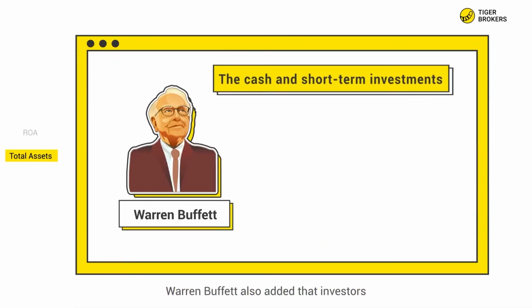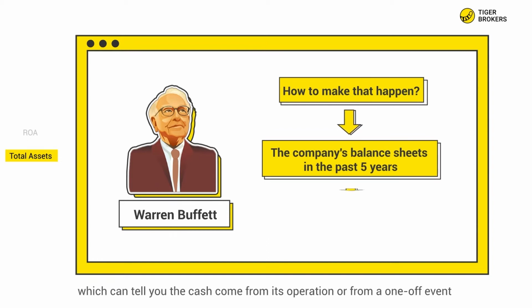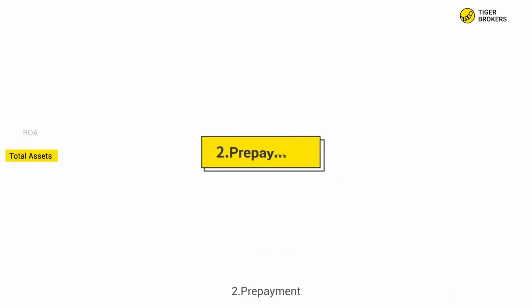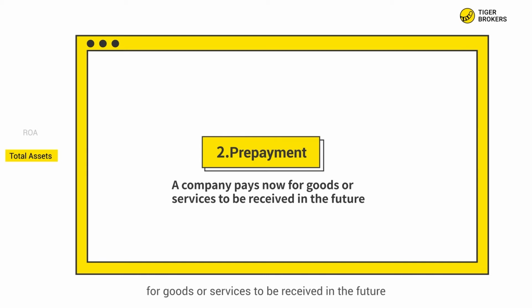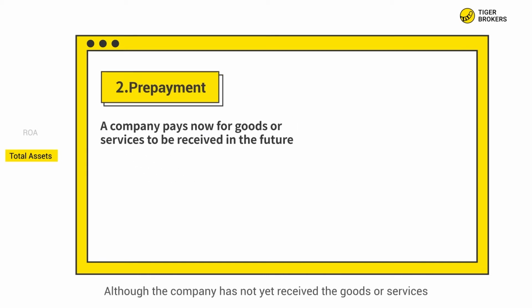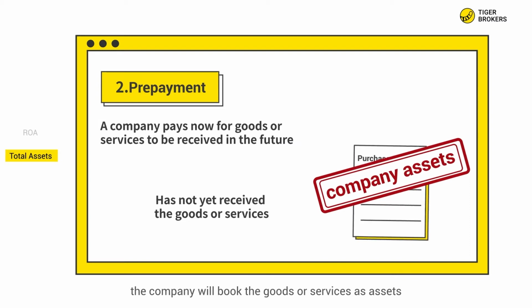Warren Buffett also added that investors should figure out the source of the cash and short-term investments. How to make that happen? You can check the company's balance sheets in the past 5 years, which can tell you the cash come from its operation or from a one-off event. 2. Prepayment. Prepayment means that a company pays now for goods or services to be received in the future. Although the company has not yet received the goods or services, as long as the purchase contract is signed, the company will book the goods or services as assets.